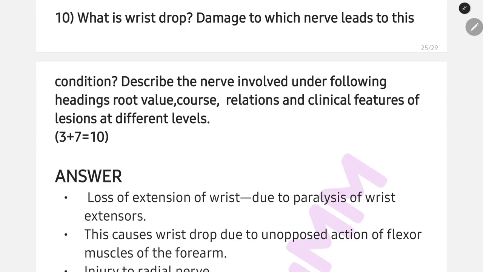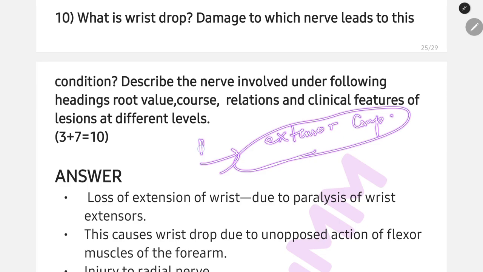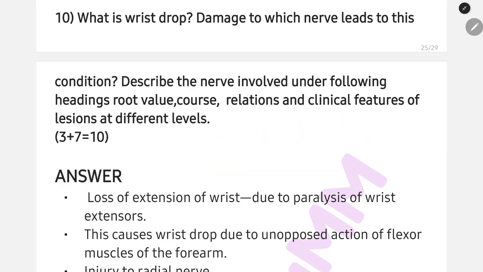For this you should know which nerve supplies the extensor compartment. The extensor compartment is supplied by the radial nerve, and hence the nerve injured is the radial nerve. Describe the nerve under the following headings. So the radial nerve arises from the posterior cord of the brachial plexus.